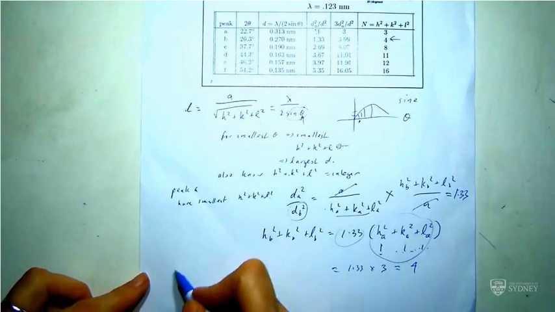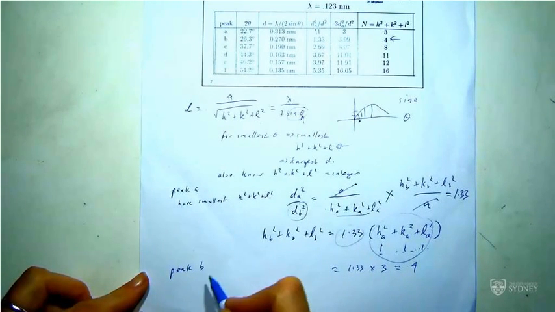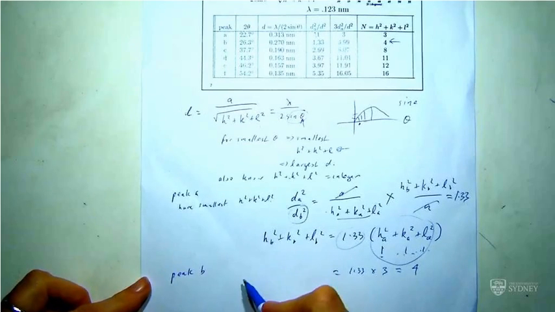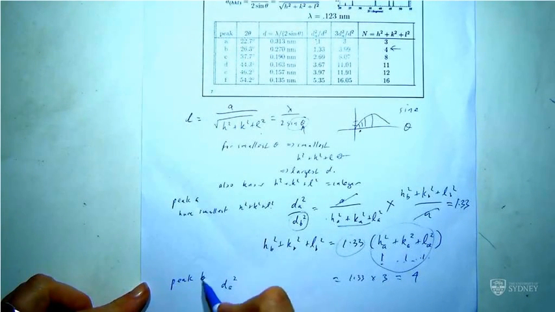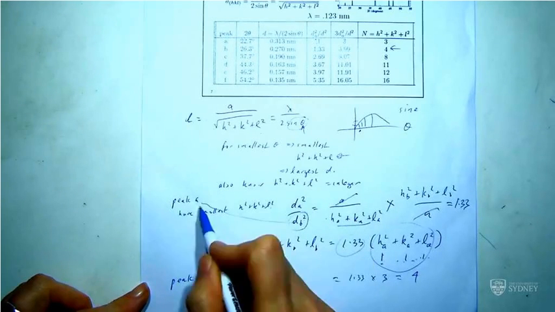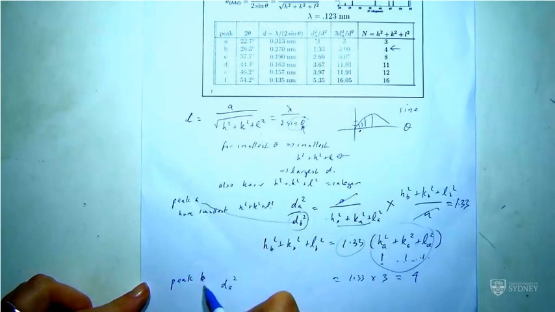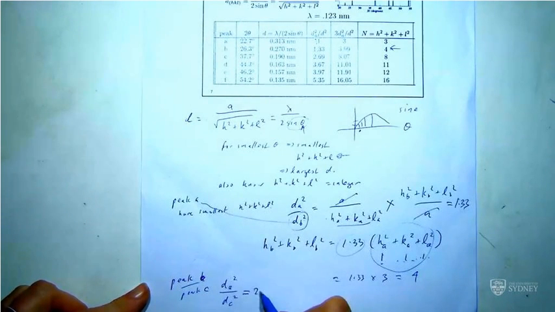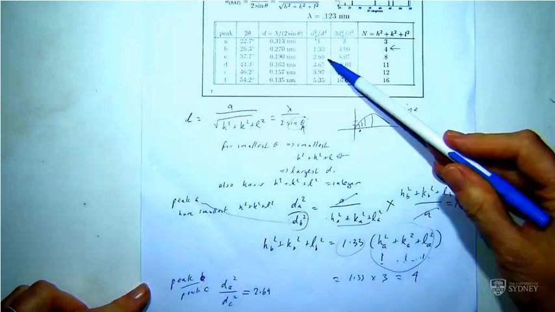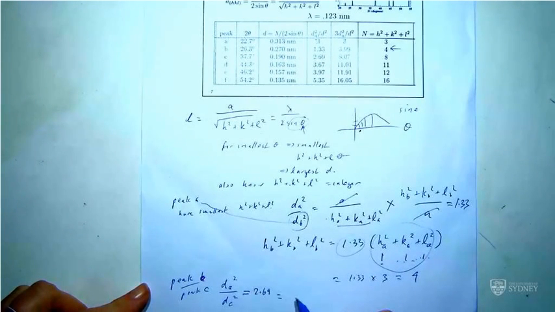So if you do the same thing for peak B, we will get here, we're considering peak A over peak B. Here's peak A over peak C. So the same thing over peak C. We get, in this case, 2.69 from here. And we can also put that equal to our HKL.